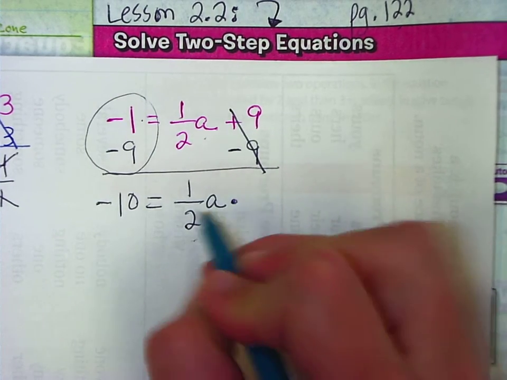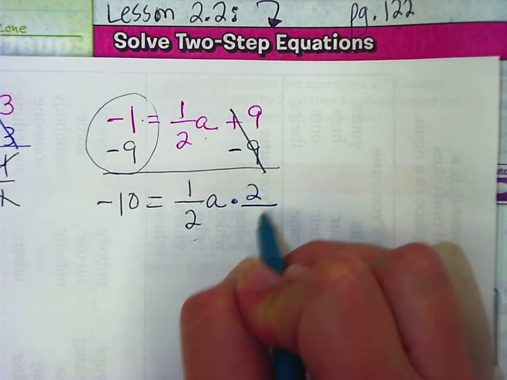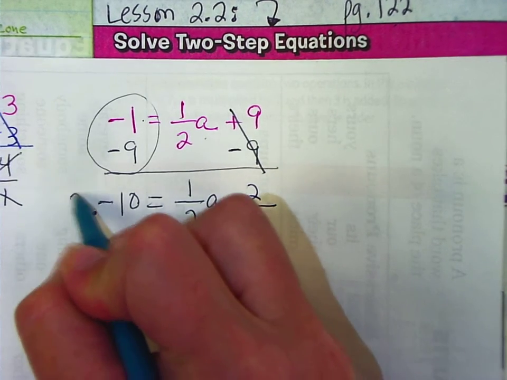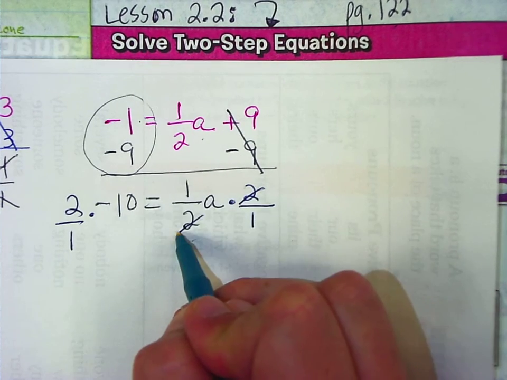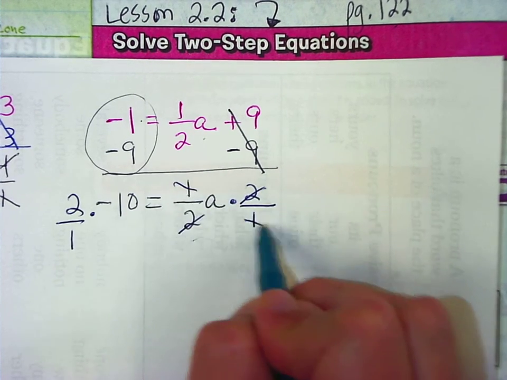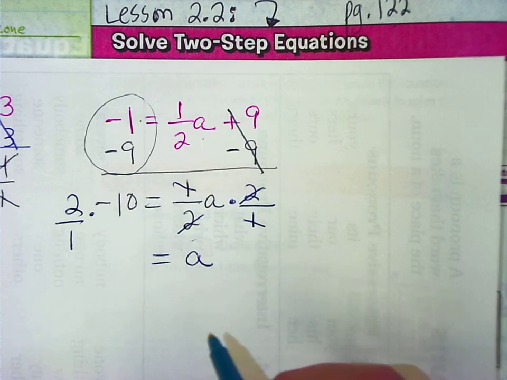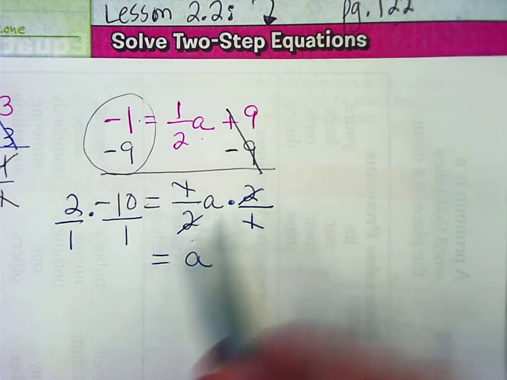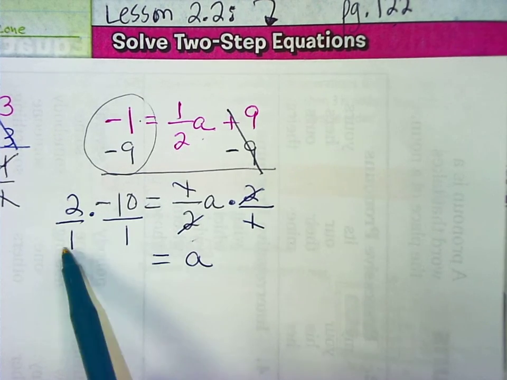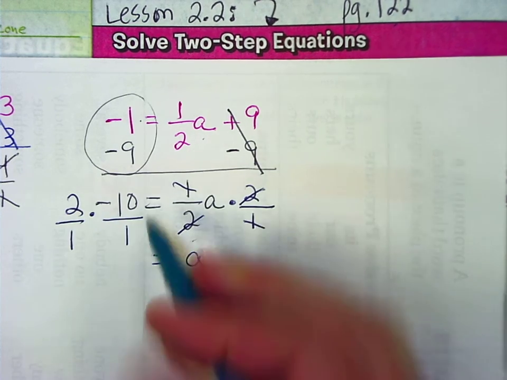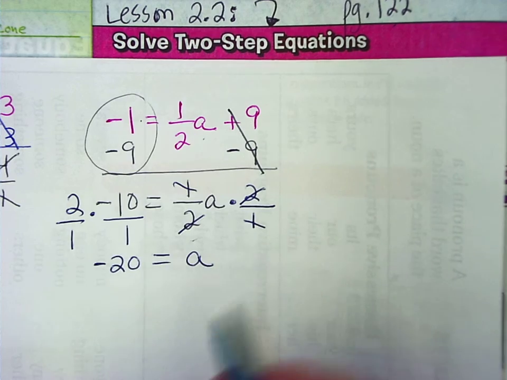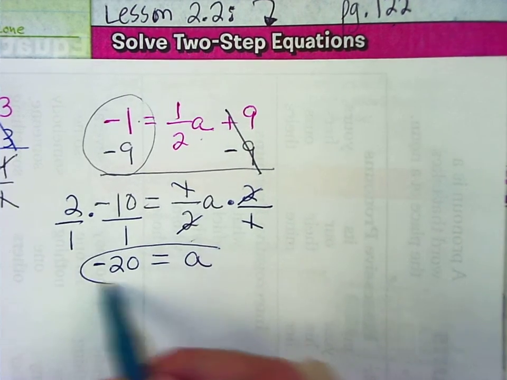So the reciprocal of 1/2 is multiplying by 2/1. So I'm going to multiply this side by 2/1. So these 2's cancel each other out when I reduce diagonally, and all I have left is my a. And now I'm going to make that a fraction, and I cannot reduce diagonally anymore here, so I'm just going to multiply straight across. So I have 2 times -10, which would be -20/1, which is just -20.